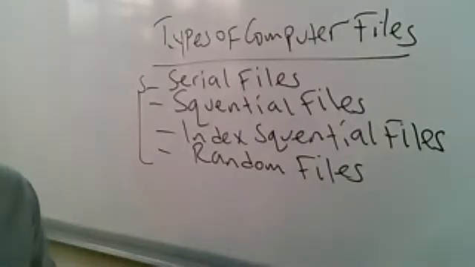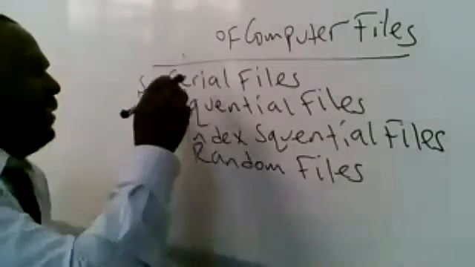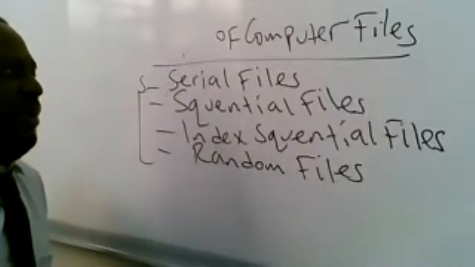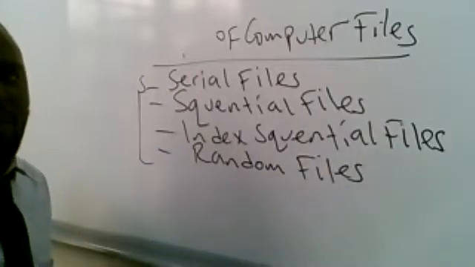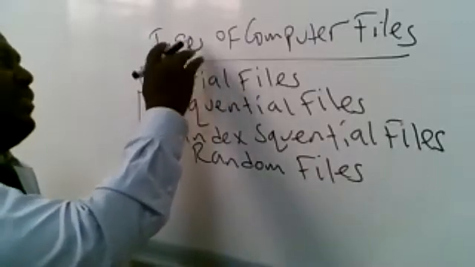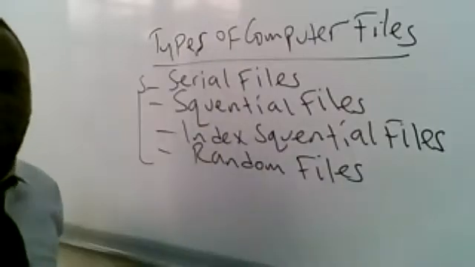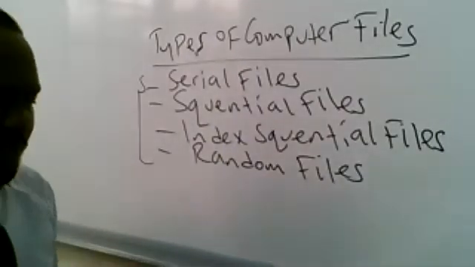The files can either be sequential, they can be serial, they can be index sequential, or they can be random. But in your syllabus, you're going to be basically looking at the three: serial, sequential, and random. Actually, even sequential, they may not bother about it so much. But it will be good to talk about it to make you understand properly how the rest work, because it will be like a comparison. Now, let's begin from serial files.